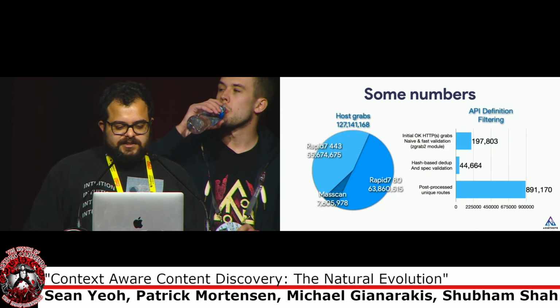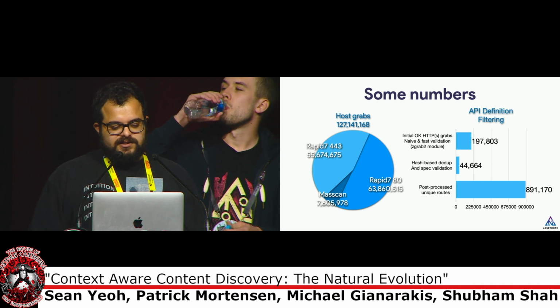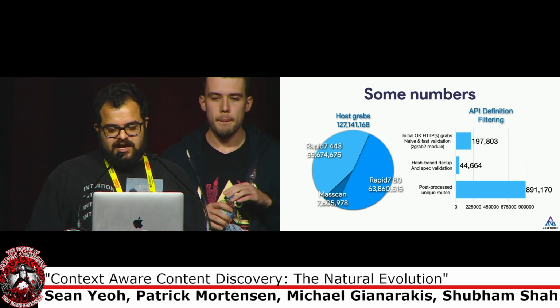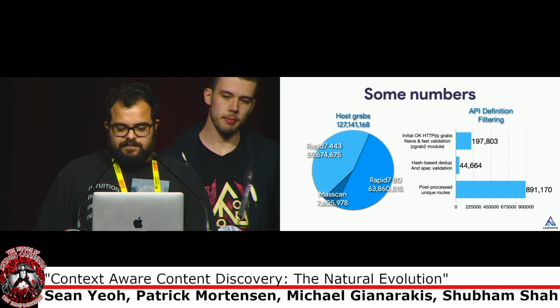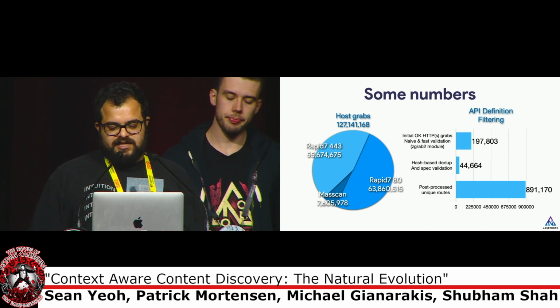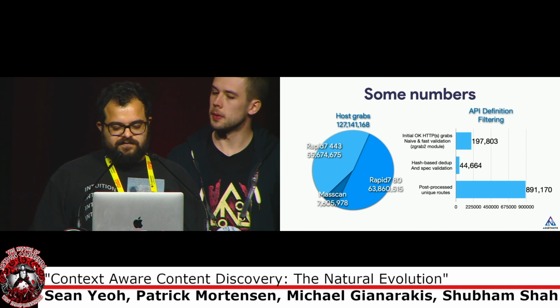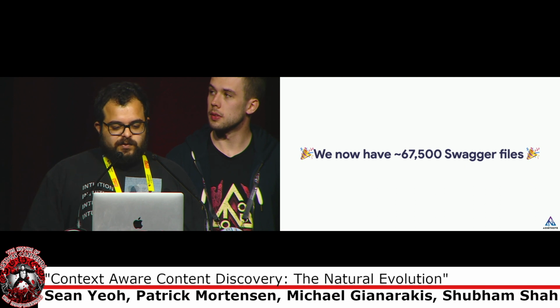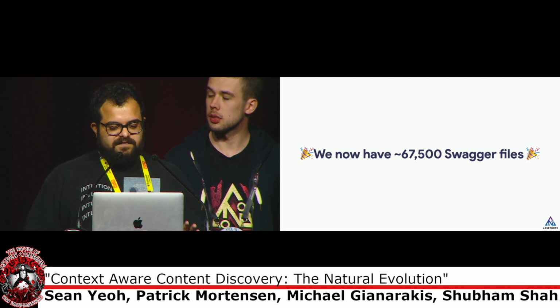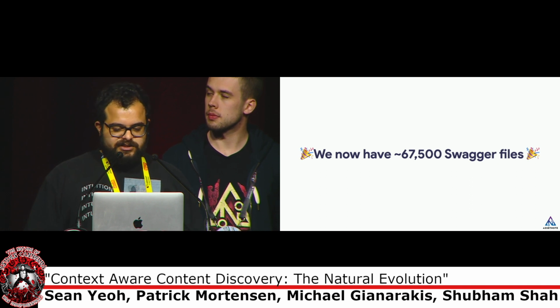So here are some numbers. It's quite a lot of hosts that we scanned at the end, quite a lot of valid data returned, but the post-processed unique routes were sitting at just under 1 million. So quite a lot of routes that actually gave us data. After deduplicating, we ended up with roughly 67.5K Swagger files. So that's a pretty decent data set, and we will be releasing that later today as a part of this project.